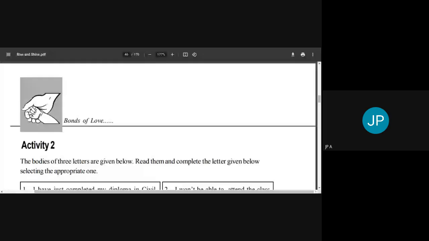In the last class we were talking about letters written in colleges by students. Today we will move on to a different set of letters. They are also formal letters, but the difference is that those letters are the kind of letters which we encounter in workplace situations. So that is what we will be discussing today.